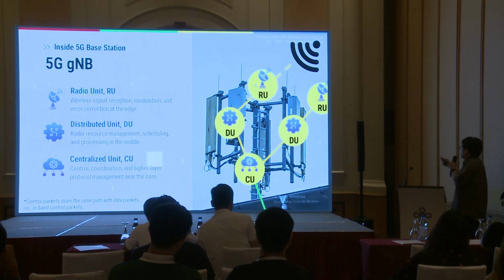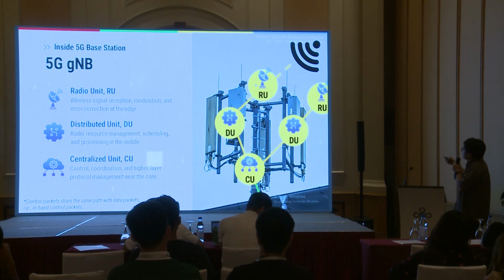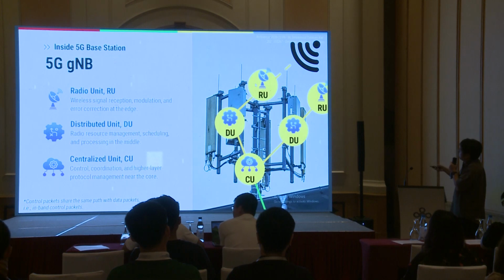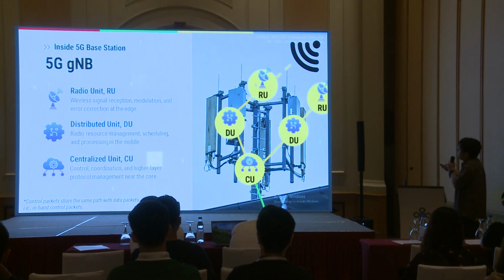So first, the signal comes from the UE. The RU, the radio unit, captures the wireless signal from the UE. The RU has to do all the signal processing, just like previously discussed. And then the processed signal forwards the packet to the DU.